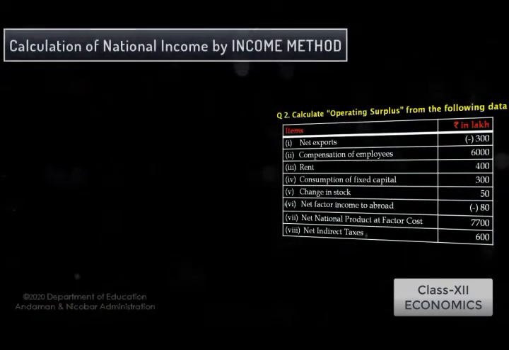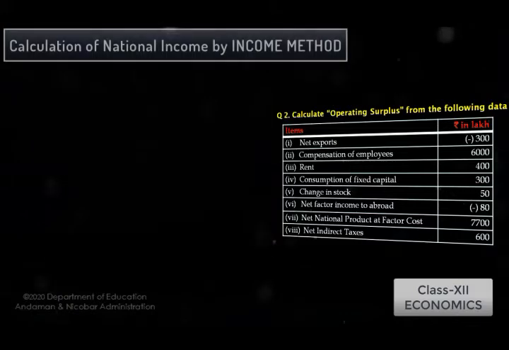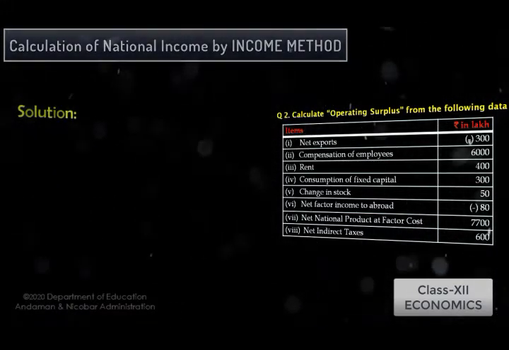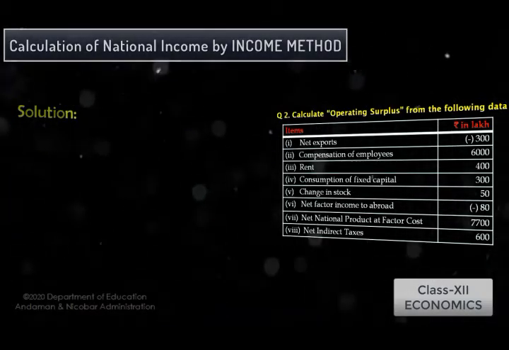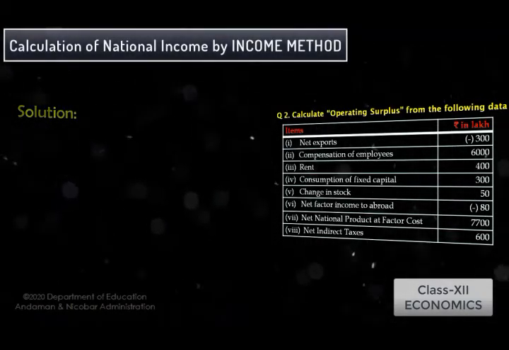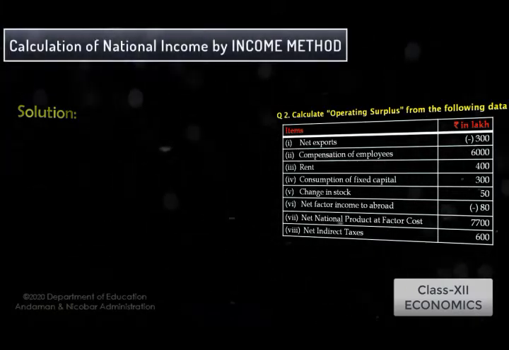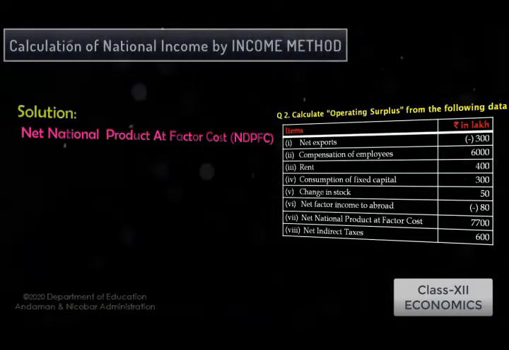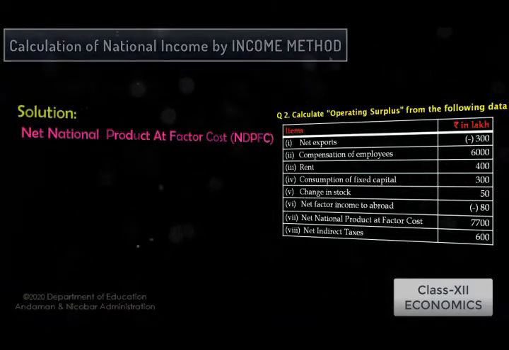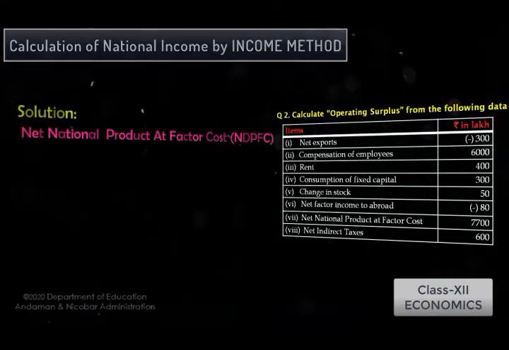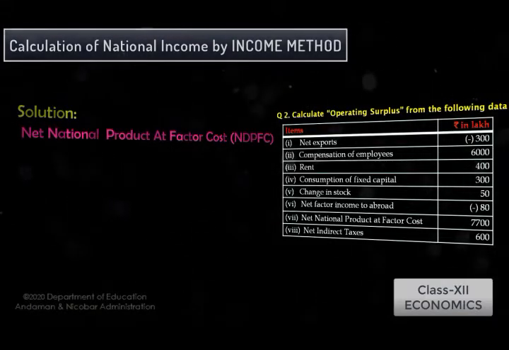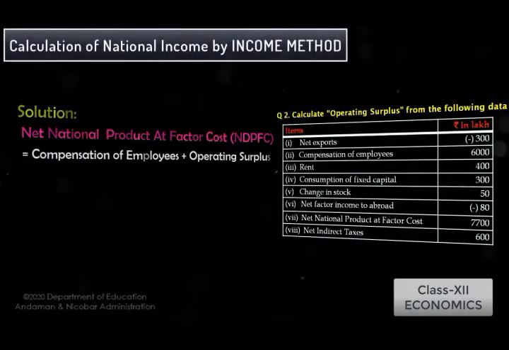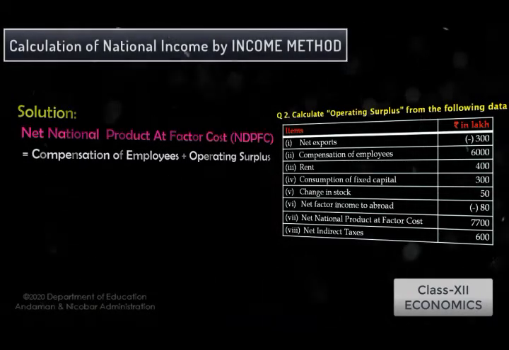Okay students, in this question we need to find out the value of operating surplus. To get the operating surplus, we use the aggregate value of national income given in this question, that is the value of net national product at factor cost. So first of all we write the formula for getting the value of national income through the income method. NNP at factor cost will be equal to compensation of employees plus operating surplus plus mixed income.